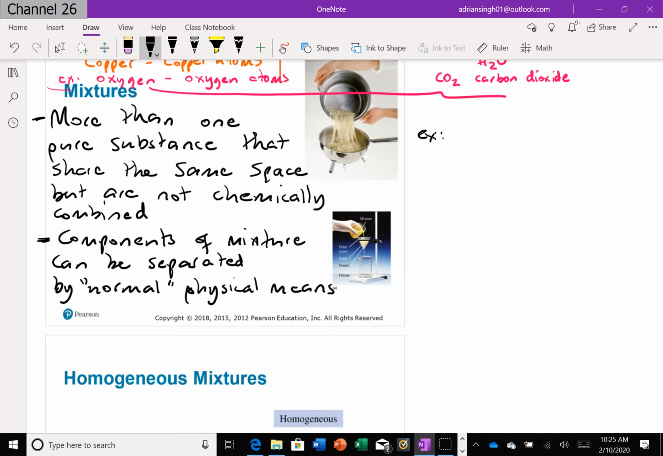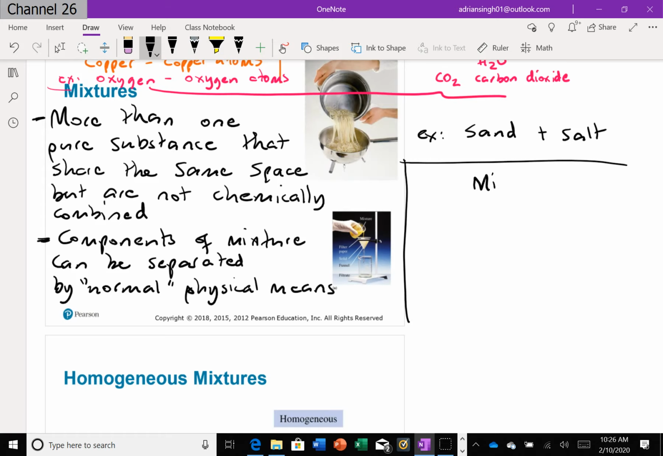Another example here would be if you had something like sand and salt. Right, so the sand and salt are two separate things, two pure substances. They're not chemically combined if you put them together, but you can separate them from each other. Right, you don't have to do anything complicated to actually separate them.